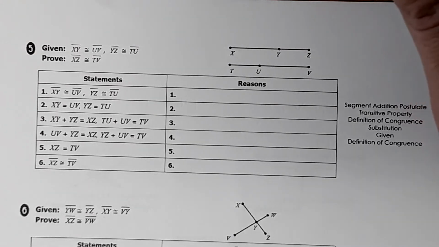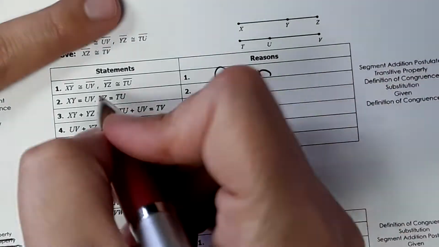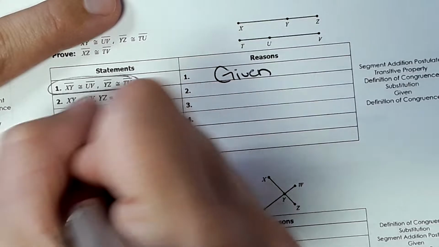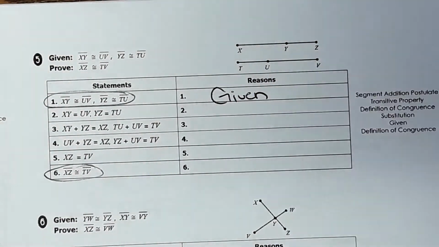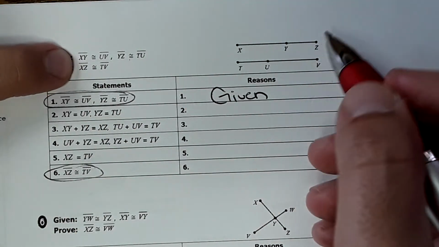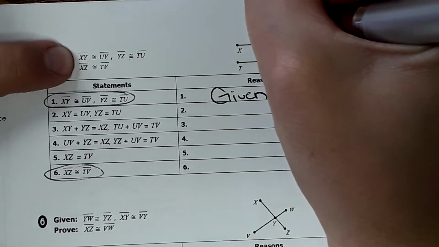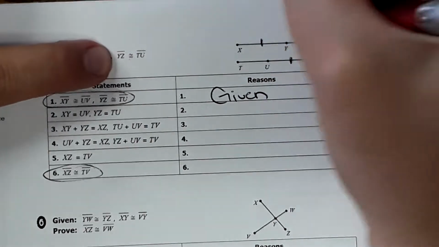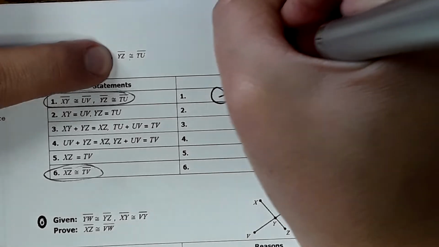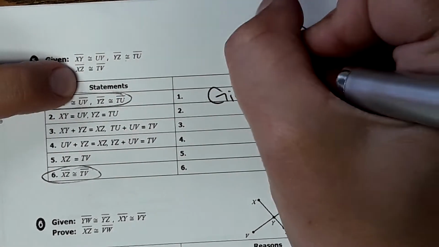Number 5. Okay, first of all, given. Get that one right off the bat. You'd plug in your first statement as well as your last one if you were dragging and dropping. Then from here, look at what we have in regards to the picture over here. XY is congruent to UV. So they're saying this is equal to this, and YZ is equal to TU. So they want you to prove that this segment is equal to this segment.